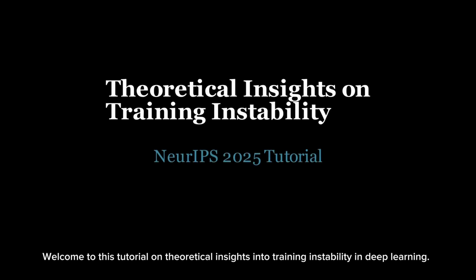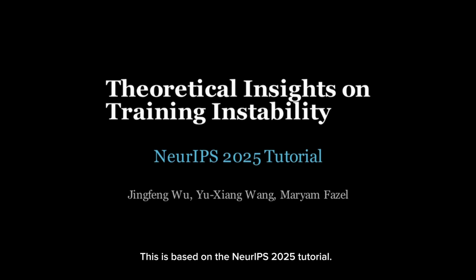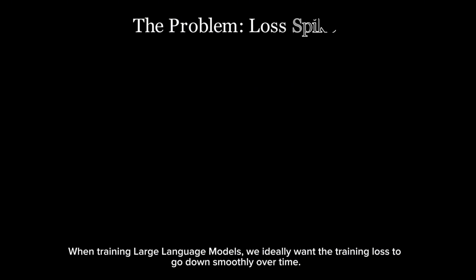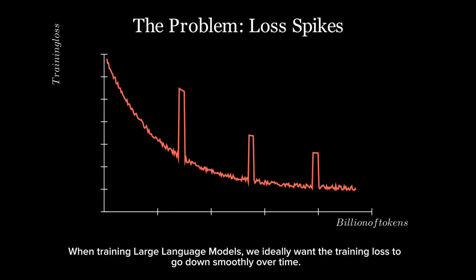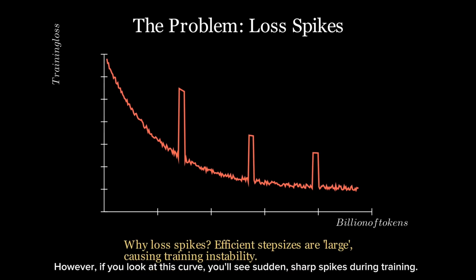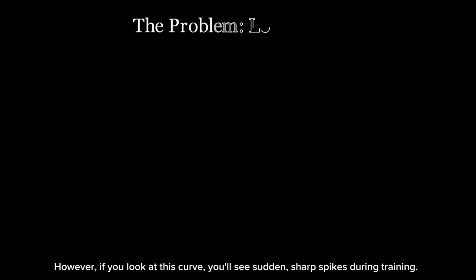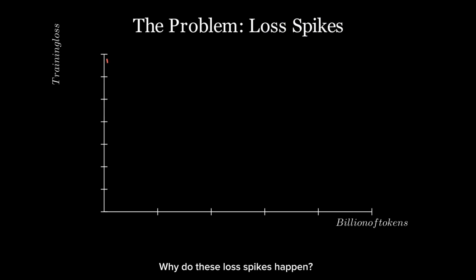Welcome to this tutorial on theoretical insights into training instabilities in deep learning. This is based on the NeurIPS 2025 tutorial. When training large language models, we ideally want the training loss to go down smoothly over time. However, if you look at this curve, you will see sudden, sharp spikes during training. Why do these loss spikes happen?